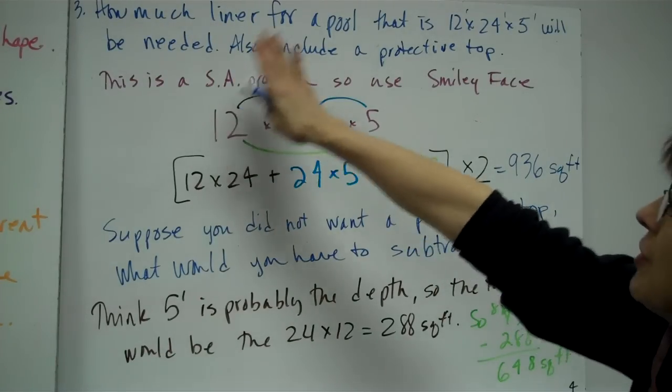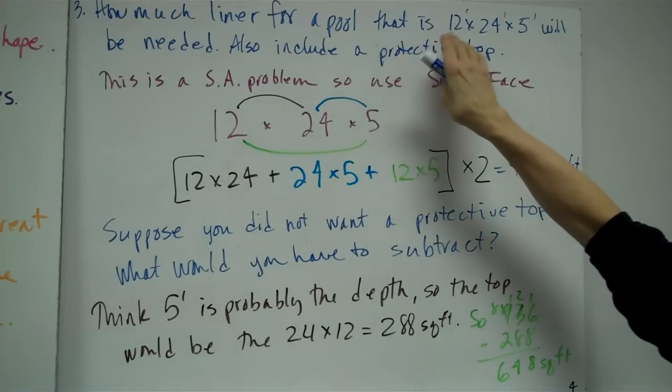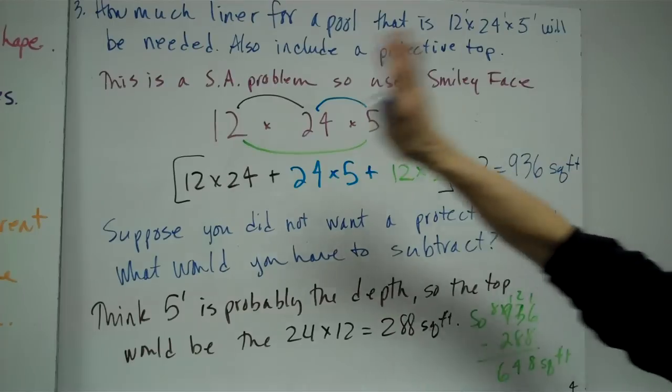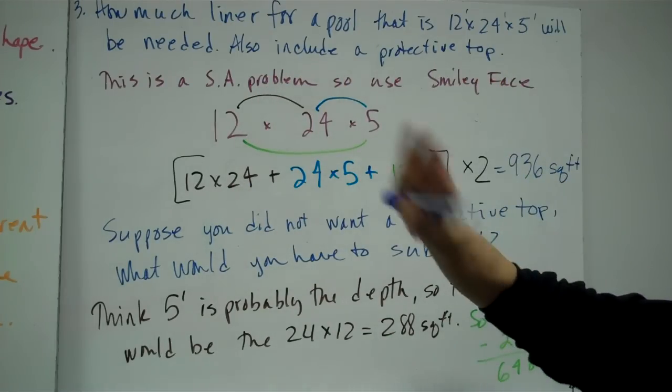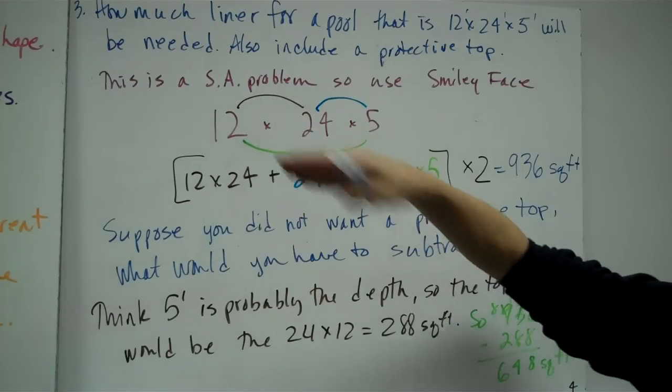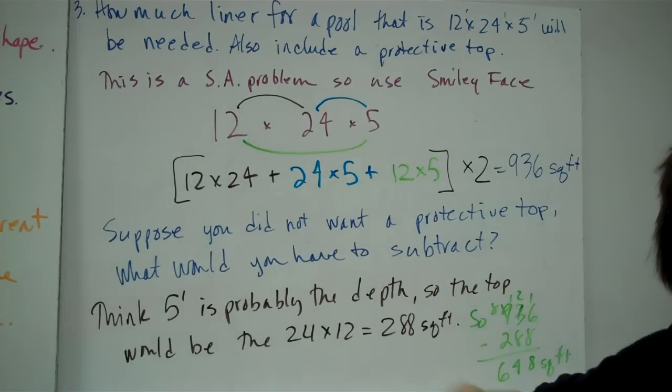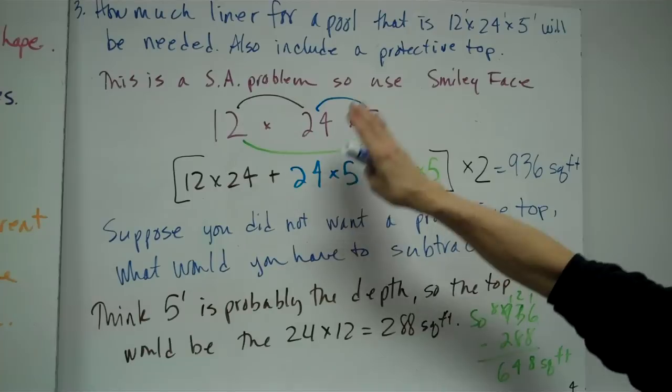All right, number 3, how much liner for a pool that is 12 by 24 by 5 feet will be needed? Also include a protective top. So in other words, this is a surface area problem, right? Because you're trying to find how much it'll take to cover all 6 sides.